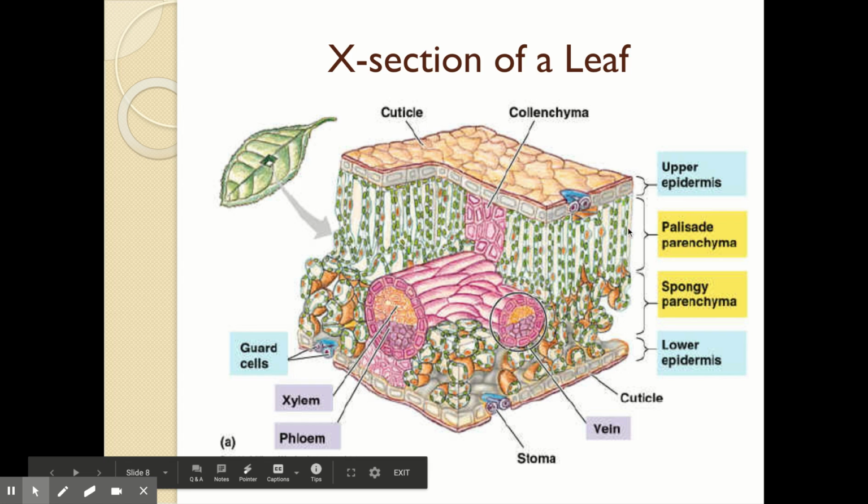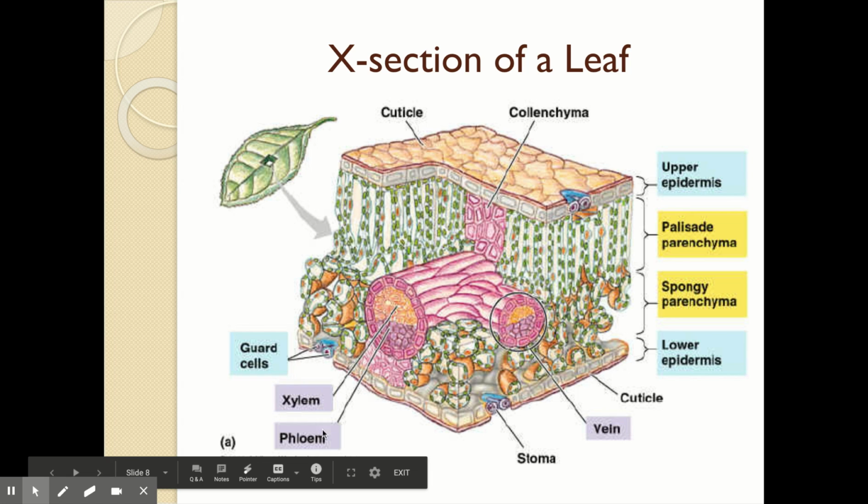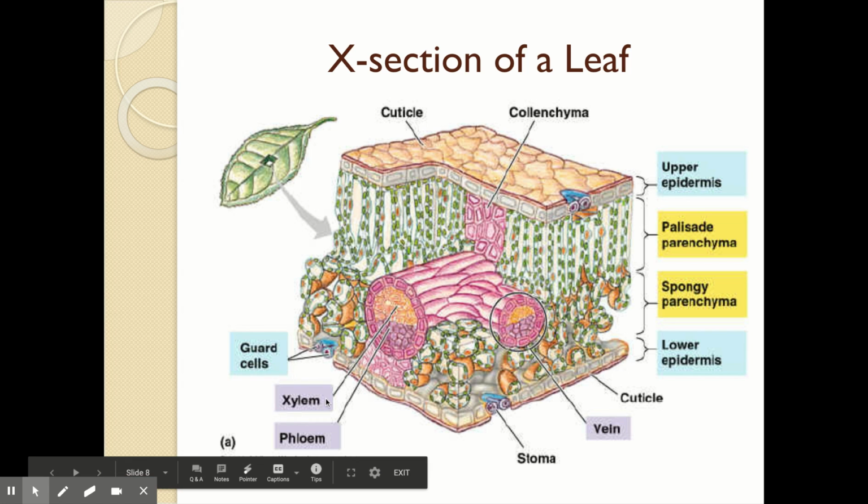You have your palisade. You have your spongy mesophyll. You have your vein. Your vein is made out of your xylem and your phloem. Okay, your xylem and phloem are inside your vein. Then you have your guard cells, and the guard cells open and close your stomata. Okay.